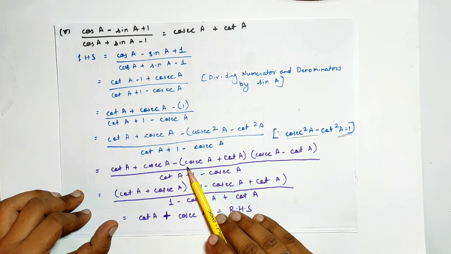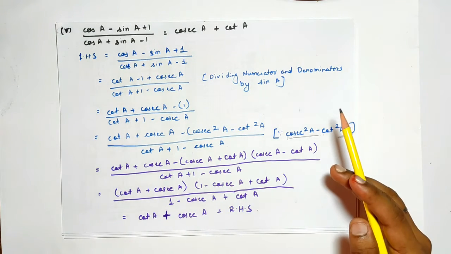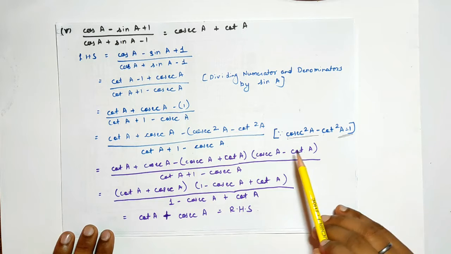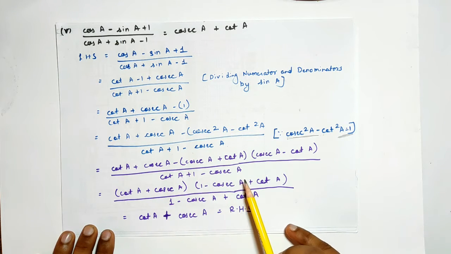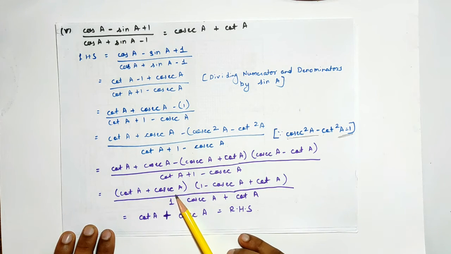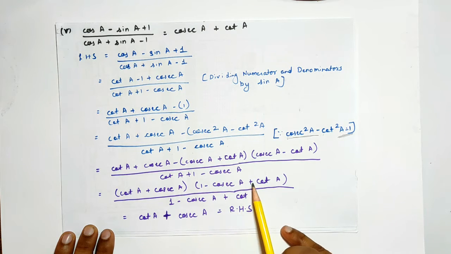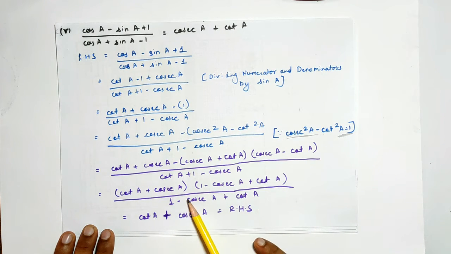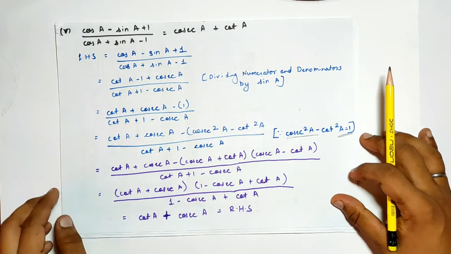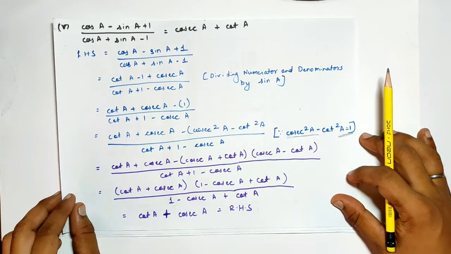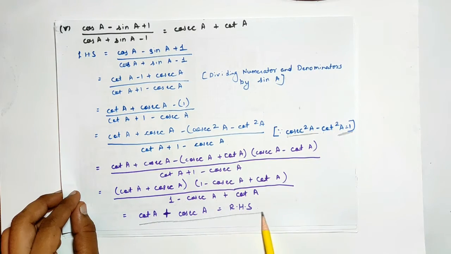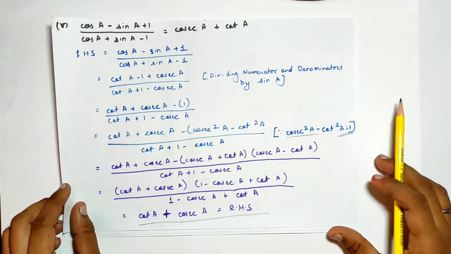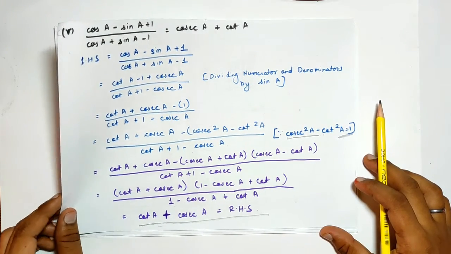we get (cot a plus cosec a) minus (cosec a plus cot a)(cosec a minus cot a) upon (cot a plus 1 minus cosec a), which is equal to (cot a plus cosec a)(1 minus cosec a plus cot a) upon (1 minus cosec a plus cot a), which is equal to cot a plus cosec a, that is RHS. So RHS is cot a plus cosec a.